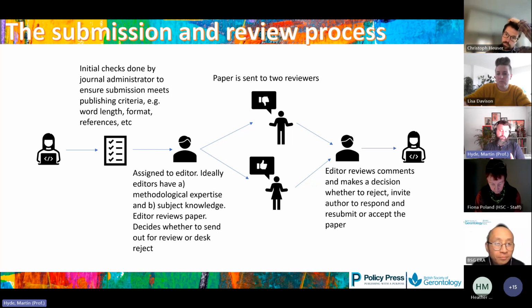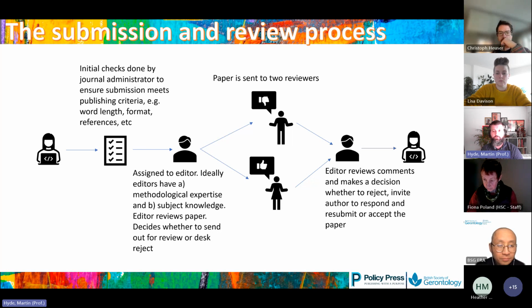Once you get past that stage, your paper will then be assigned to one of the editors at the journal. So most journals have an editorial board, an editorial structure where you'll have an editor-in-chief, a couple of deputy editors, and associate editors. And the paper will be distributed to one of these. And this is a point that I'm going to come back to later in the talk.